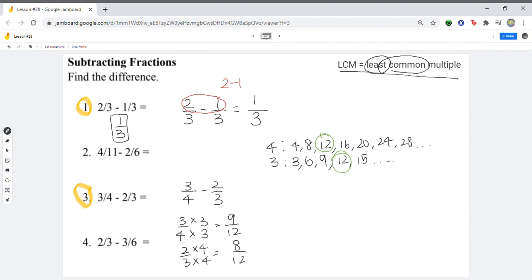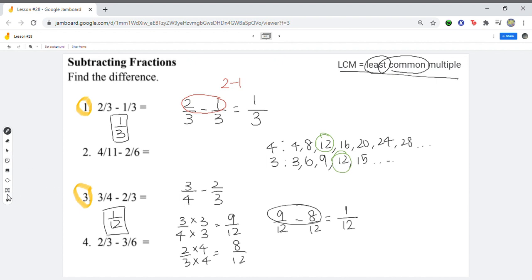Now we have our new fractions, 9/12 minus 8/12. And this time, these fractions have a common denominator of 12, so that's going to be the denominator of your final answer. Now we're just doing 9 minus 8, which is 1. So your final answer for number 3 should be just 1/12.